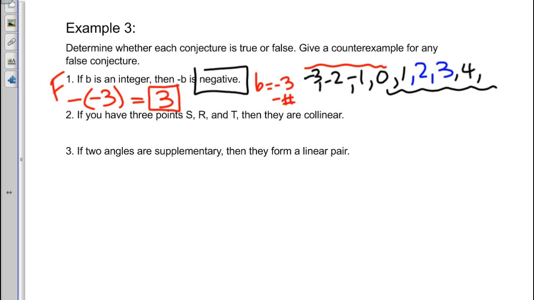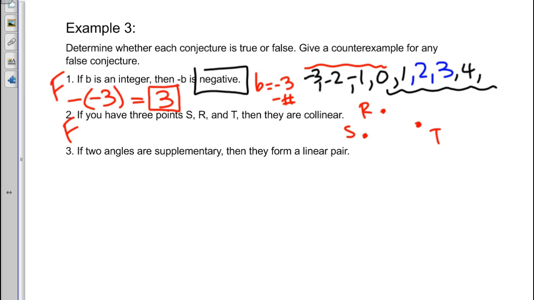All right, if you have 3 points, S, R, and T, then they are collinear. Well, that's false. There are 3 points, S, R, and T, and they are non-collinear. So that is not true. I could have 3 points that are not on the same line. Collinear means they all lie on the same line. There are 3 that don't.